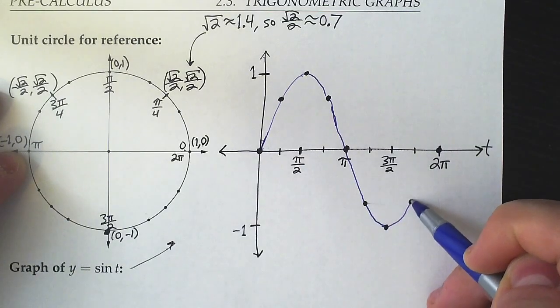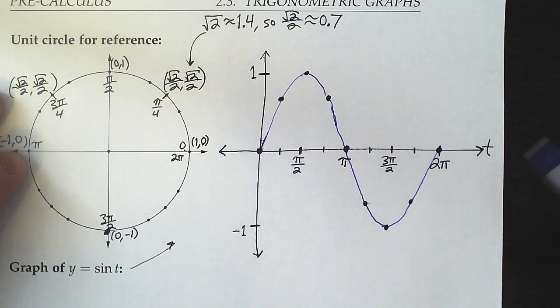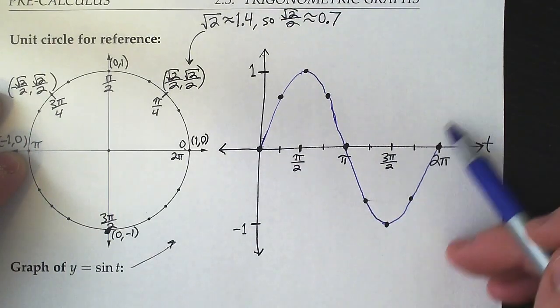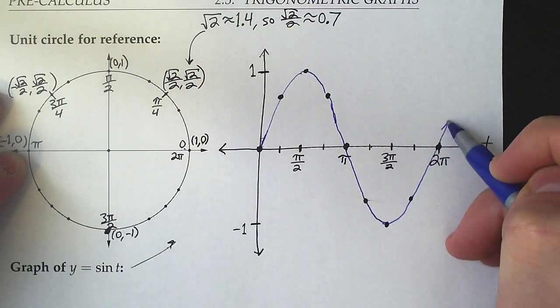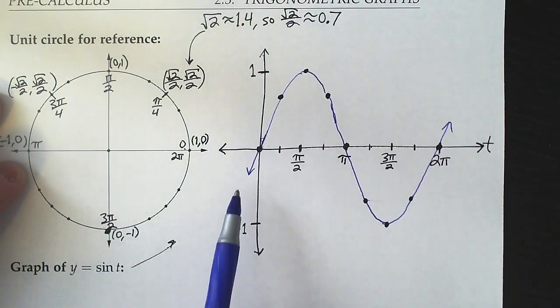Some of those points are not the common values that we could find. But yeah, this is kind of the shape of the graph of sine. And it keeps going. I mean, it doesn't need to stop here. So maybe I'll just draw an arrow to indicate in both directions it keeps going.